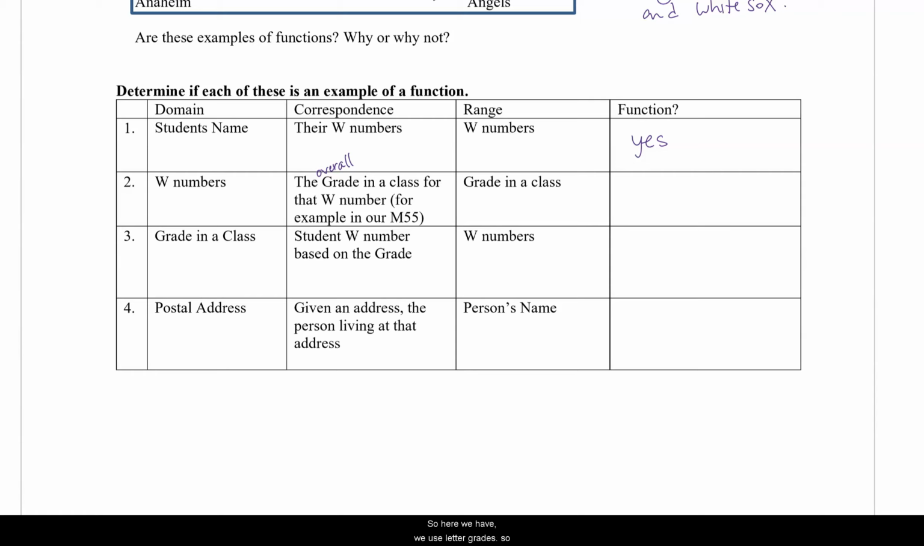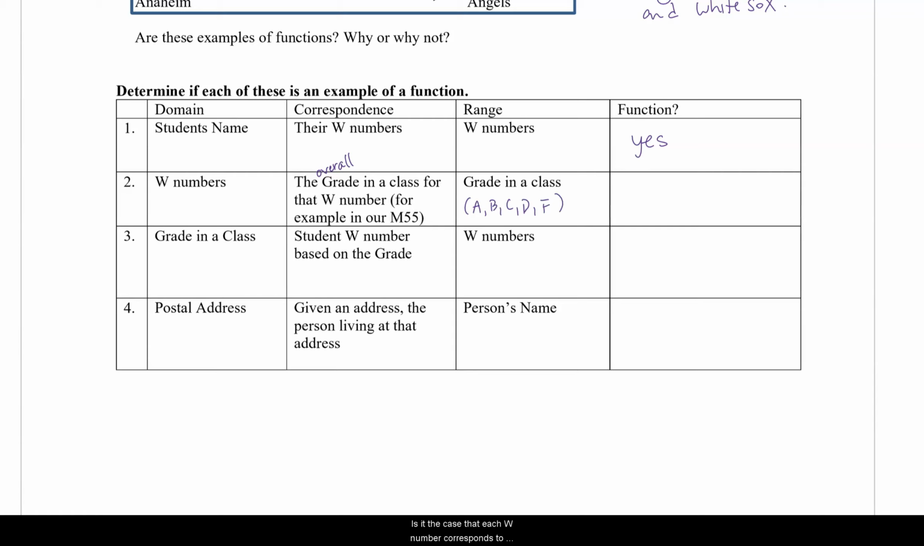And so here we use letter grades, so it actually is the case that our range does not have to be specifically numbers. We could talk about, just like in the previous example with the locations and the teams, we could have words or names or letters to be our range. So we could have that example of A, B, C, D, F as our range for grades.